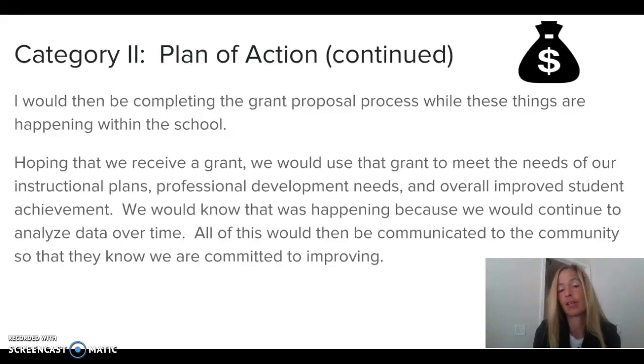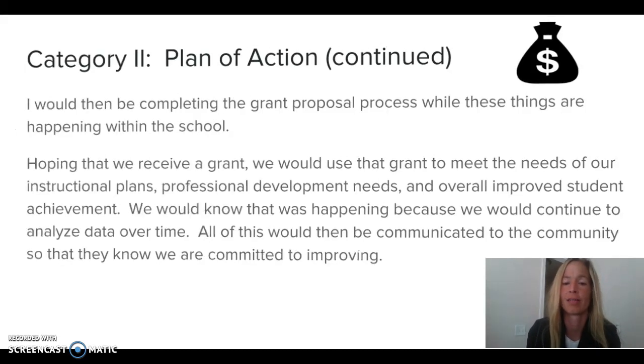I would then be completing the grant proposal process while all of these things are happening within the school. Hoping that we receive a grant, we would use that grant money to meet the needs of our instructional plans, potentially provide professional development, and overall improved student achievement would follow. We would know what was happening because we would continue to analyze data over time. All of this would then be communicated to the community so that they know we are committed to improving.